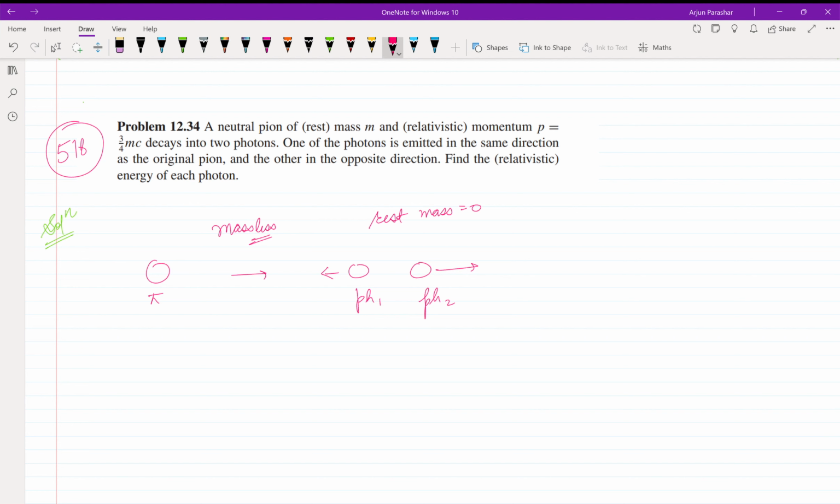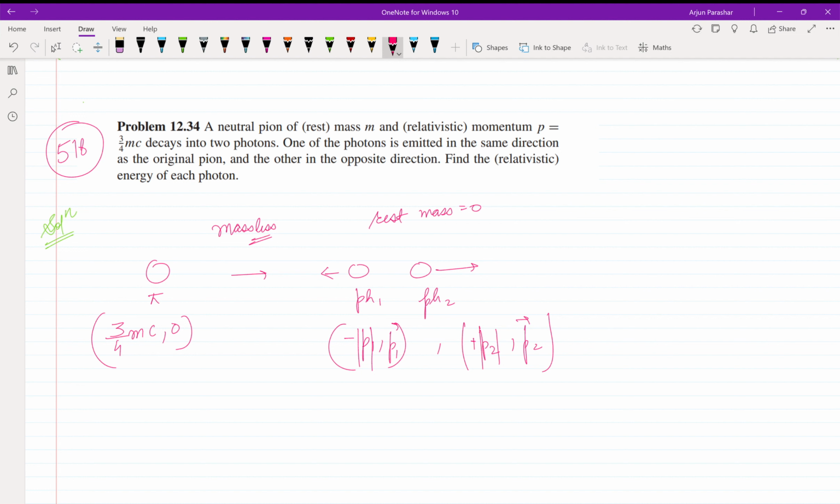We need to find the energy first of all. So let us write the momentum first of all. Momentum is given by 3/4 mc for the pion, and at rest it is 0. For this photon it is going in this direction, so I'll be using minus here. This is the momentum for massless particles. I hope you know that. And the other is p2, which is going in the plus direction, so I'll be using plus. This is the magnitude of p2.